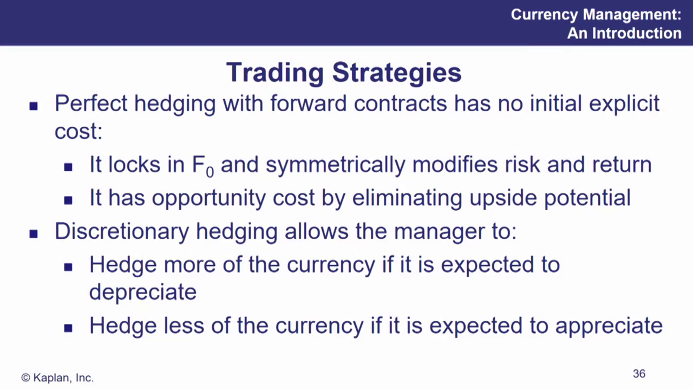Okay, now let's talk a little bit more broadly about trading strategies. If I have perfect hedging using forward contracts, remember there's no initial cost at time zero. So we're going to lock in a price at time zero, and it symmetrically modifies our risk and return. What does that mean? It means that it takes away our downside, but the opportunity cost is that it also eliminates our upside.